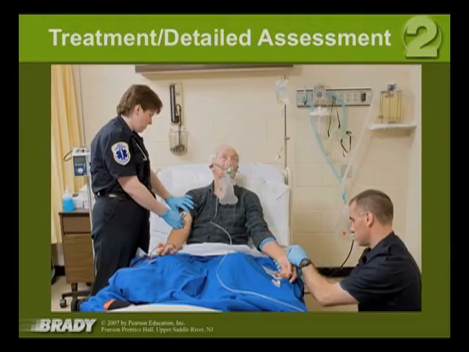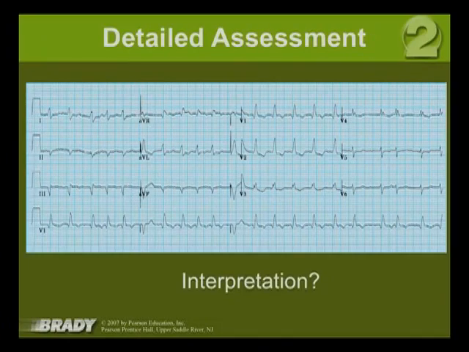All right, so you have a picture here where we're starting to employ our interventions, getting IV access, whatnot. Got them on the mask. Detailed assessment part of it, you do a 12-lead EKG, and here's what you see. Think about it, look at it, and what's your interpretation of it?